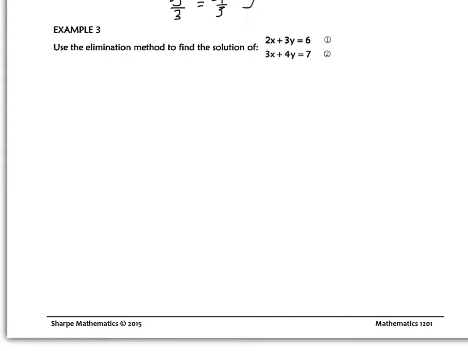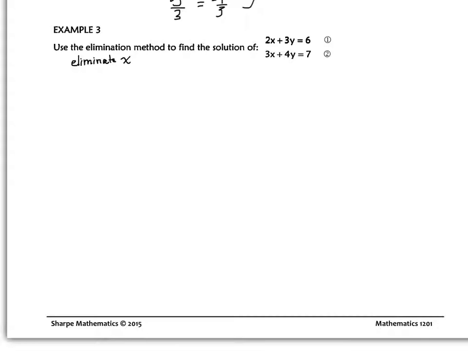The next step is to figure out which variable we're going to eliminate, either x or y. And neither one of these is as obvious as the last two examples, but I'm going to just choose to eliminate x. And it doesn't really matter again which one you eliminate, but I just picked x. I would want to get opposite coefficients in front of both x's.